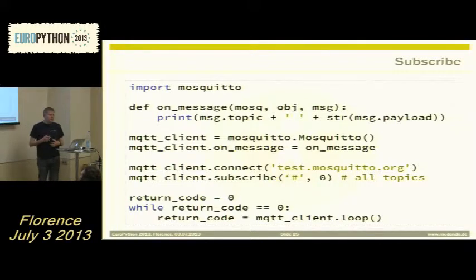This is how we subscribe to a topic on an MQTT broker. You just import Mosquito, and then you define a callback function on message. If a message arrives, this callback function will be called, of course, and this function just prints out the message topic and the message payload. Then we instantiate a Mosquito client instance and register the callback function. In this simple program, I just connect to the test Mosquito server, and I subscribe here in this code. This hash stands for every topic. So if I start this program, it prints all the topics and all the payloads that are being sent to the server.